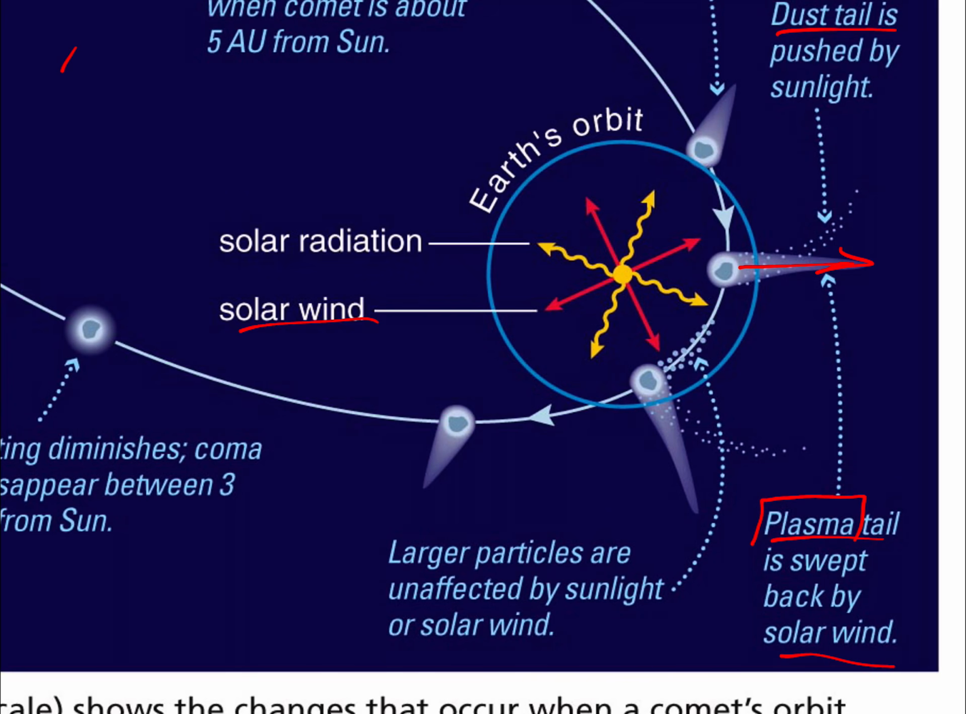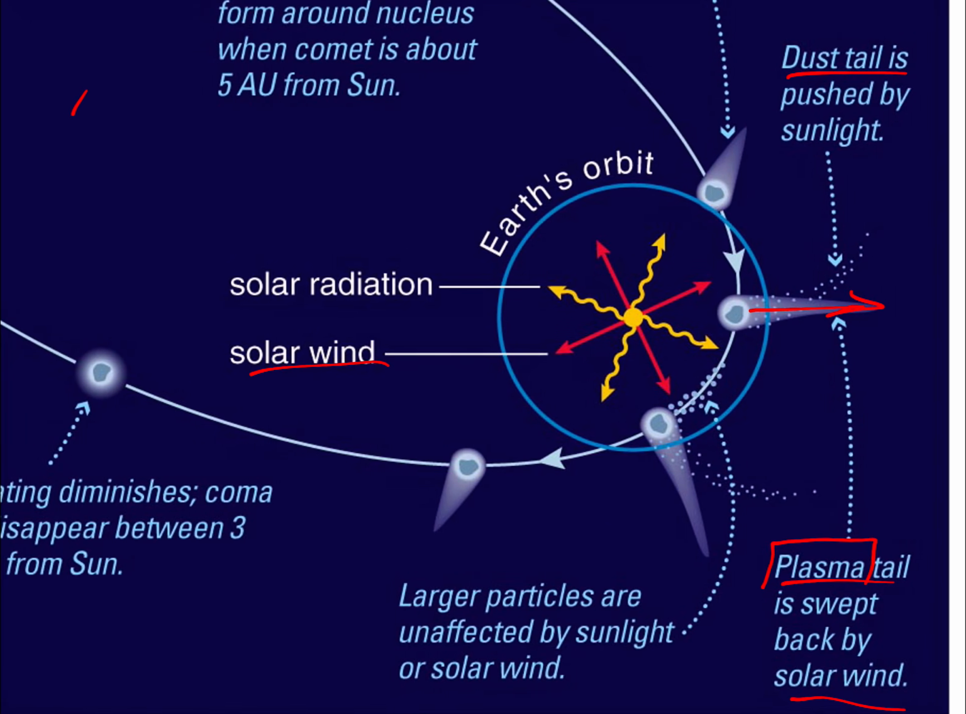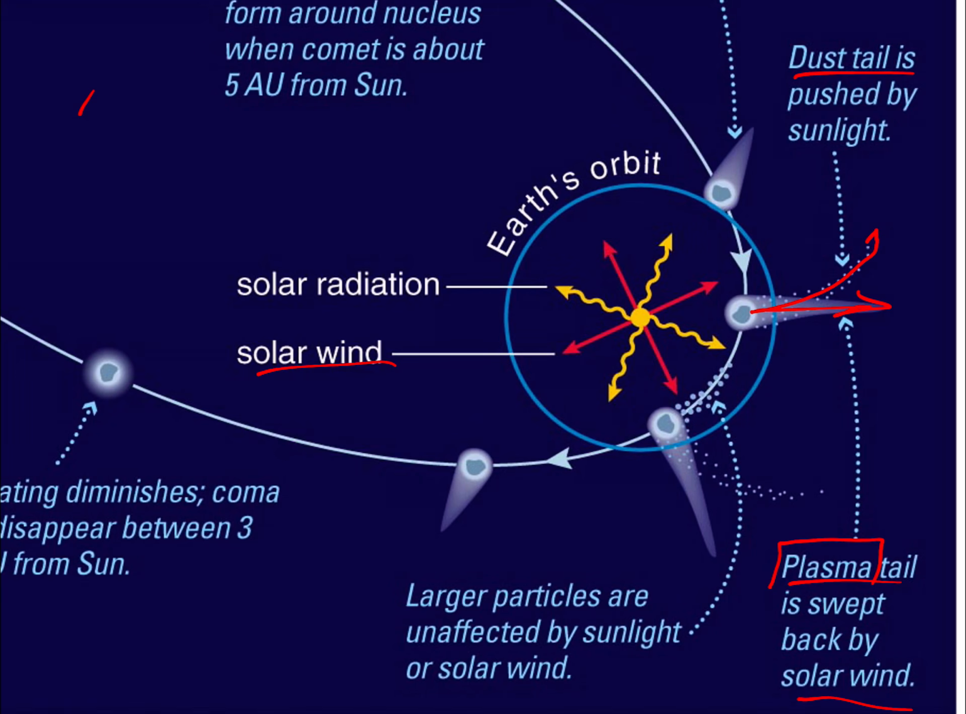On the other hand, the dust tail also points away from the sun, but at an angle. Well, that's because it's dust. It's formed of bigger particles. The bigger particles have more mass, so they're not pushed quite as easily. They're still pushed, but not quite as easily.